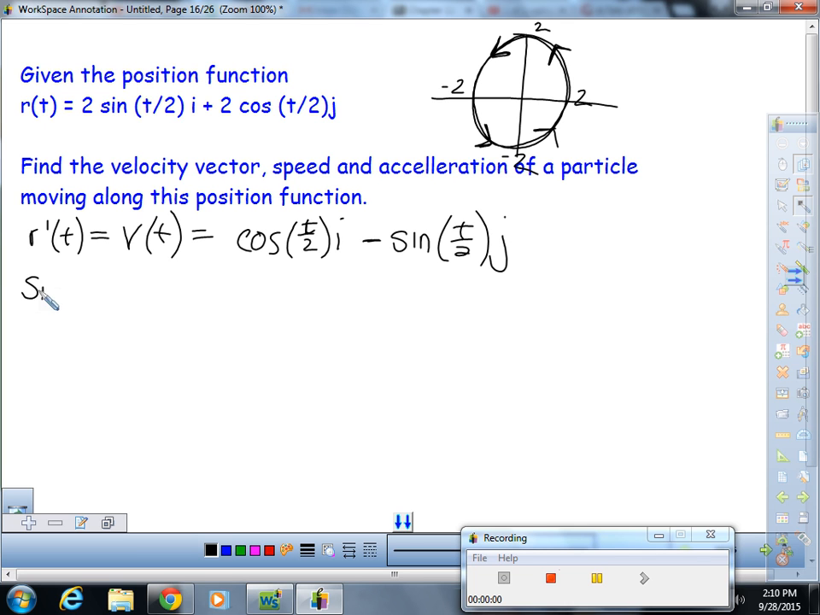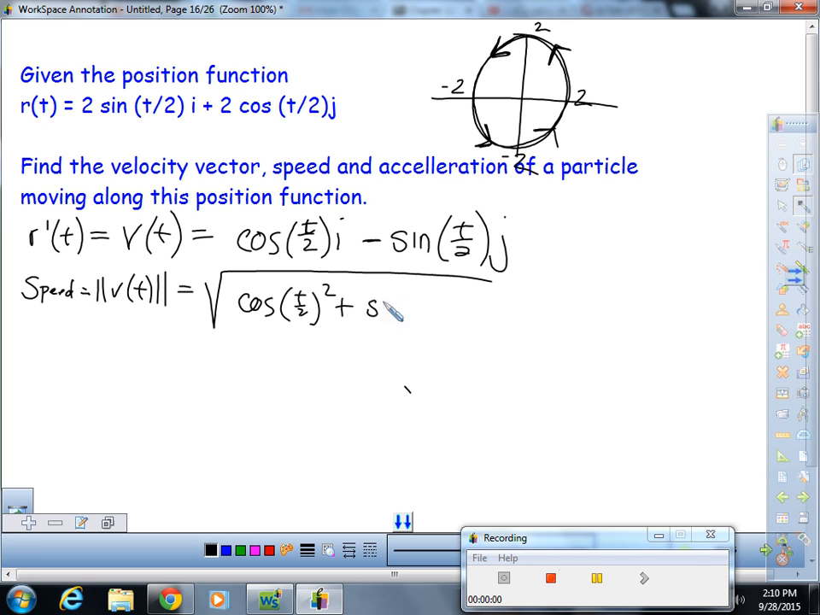Okay, well, the speed is going to be the magnitude of the velocity function. So that's going to be the square root of cosine of t over 2 squared plus sine of t over 2 squared, because we're squaring a negative, and that's going to equal 1. So our speed is constant.